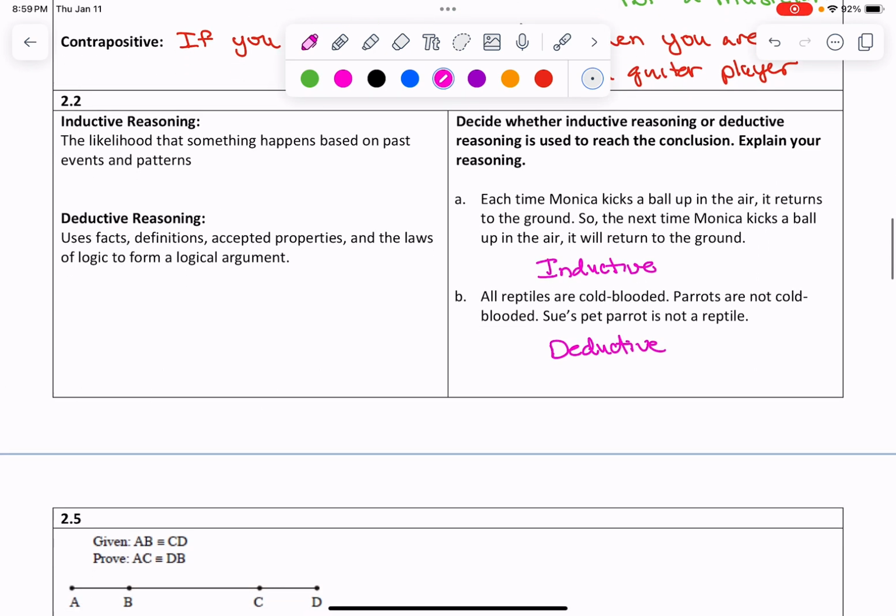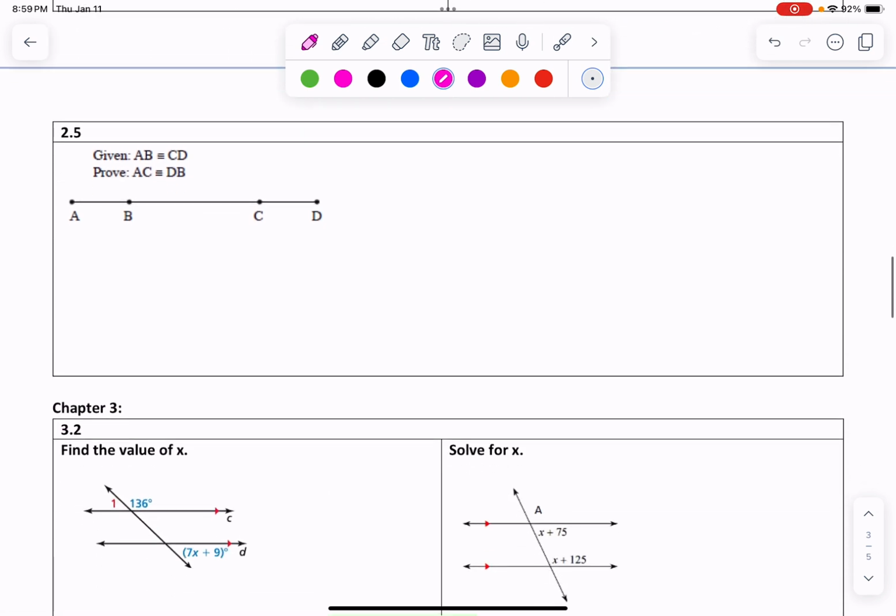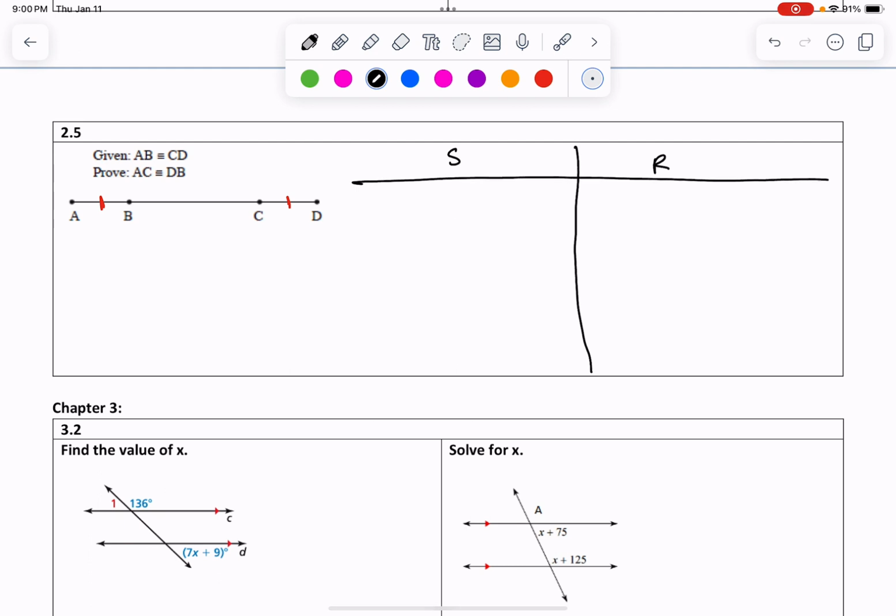And then our last one is, of course, your favorite, a proof. We are given that AB and CD are equal to each other. We want to prove that AC and DB are equal to each other. So we want to prove that these two overlapping segments are equal to each other. Well, let's go ahead and make a statements and reasons table. And we know that step number 1 is always the given. AB is equal to CD.